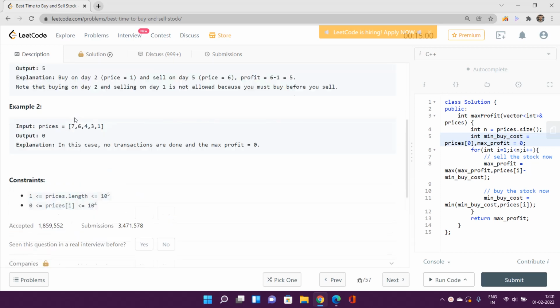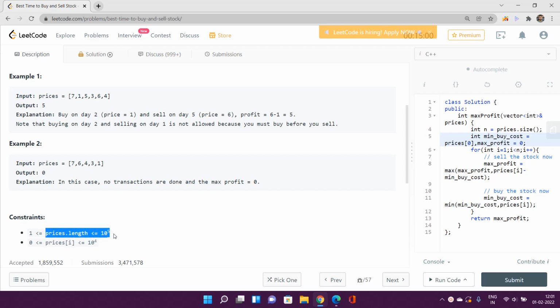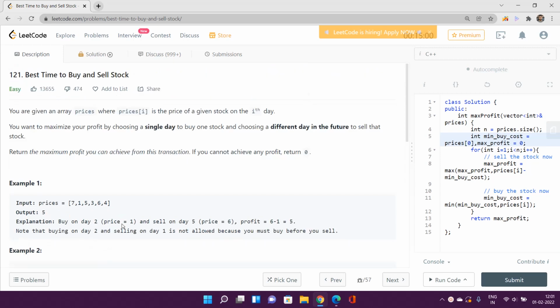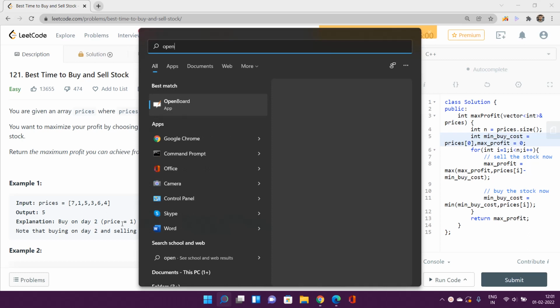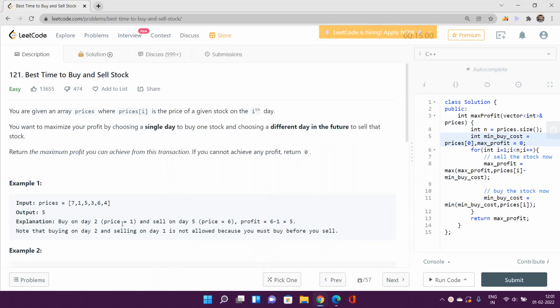You would be given an array also, with a max length of 10 raised to the power 5. So we need to build an efficient solution to solve this problem. Let's first move on to understand this problem efficiently with the help of some examples.